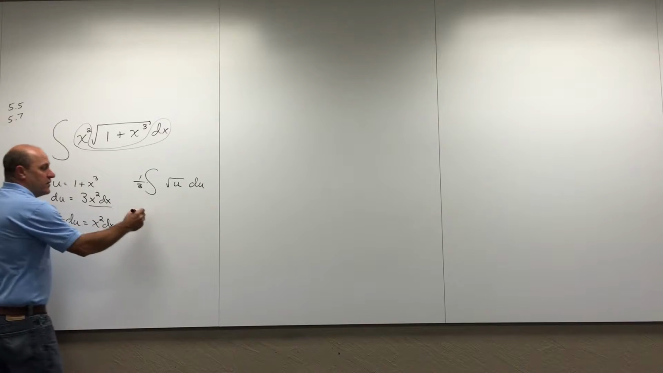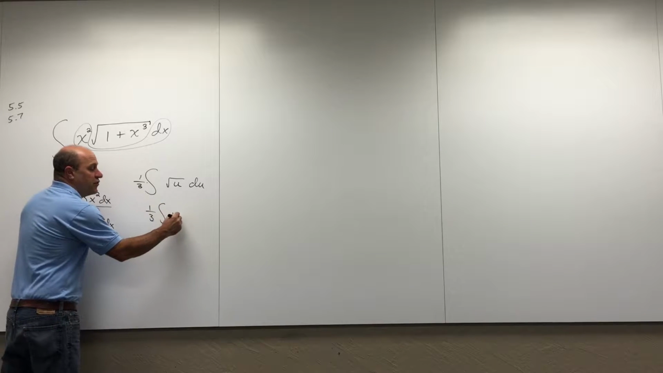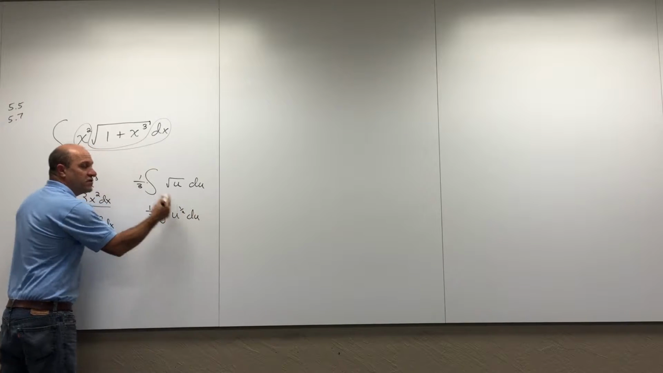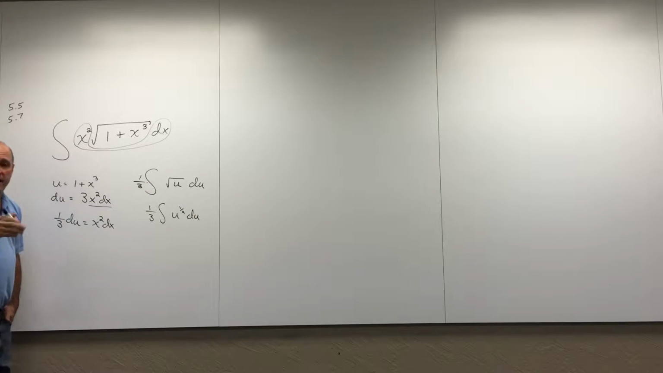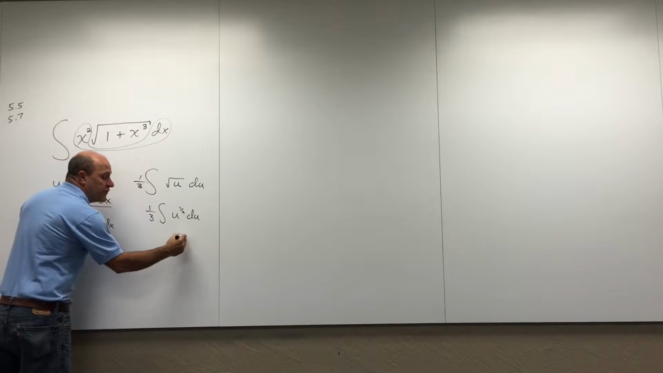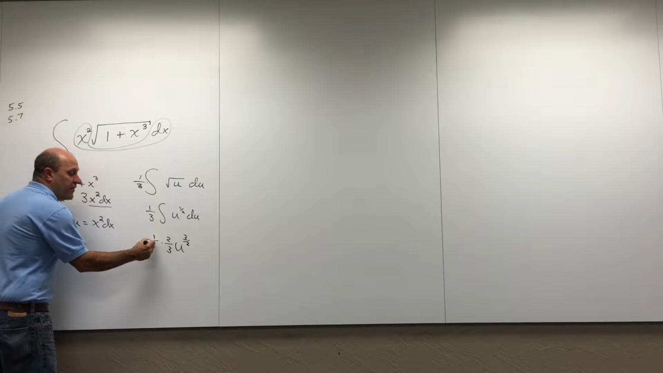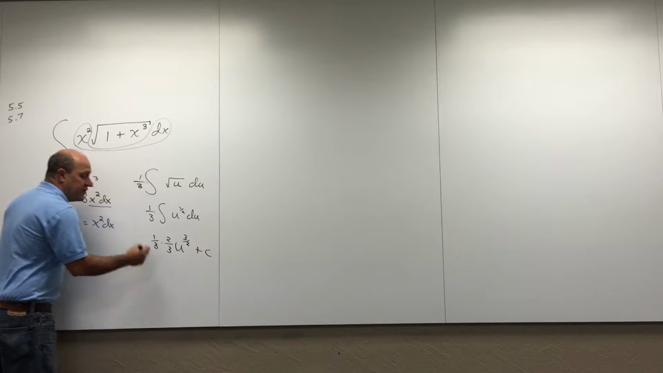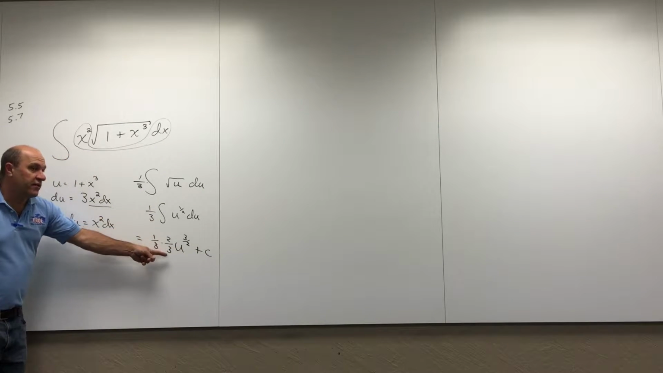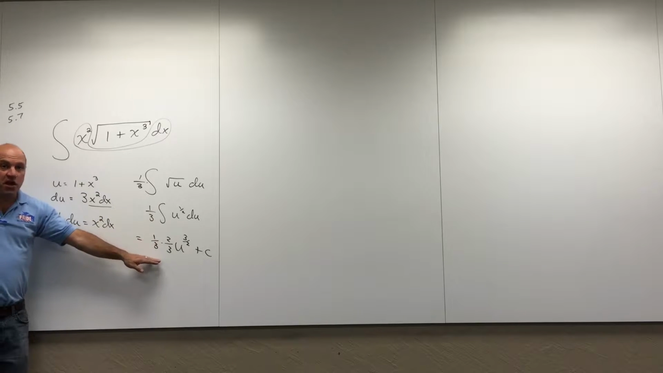What is it? It's u to the 1/2. So all I did there was rewrite it. But now I'll do it. I'll add 1 to the power. It's just the power rule. U to the 3/2 times 2/3. Don't forget the 1/3 plus c, and you're done. Again, once you integrate, the integral symbol is gone.